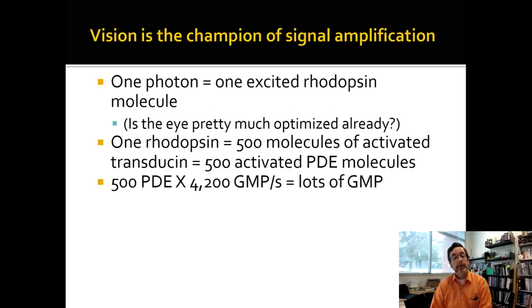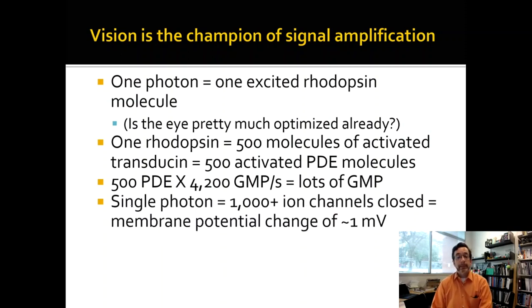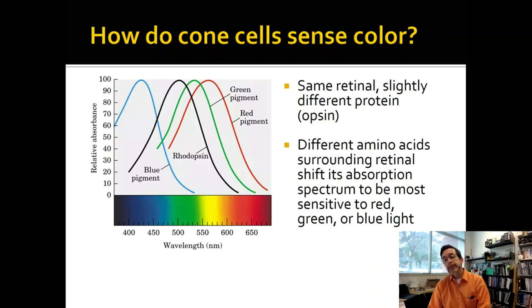Those can do 4,200 GMP a second. And that's a lot of cyclic GMP that can be chewed up, or a lot of GMP product that can be produced from cyclic GMP in order to create a signal. Basically, a single photon can result in thousands of ion channels closed, and that can cause a membrane potential change that can kickstart a nerve into actually sending a signal to the brain. So that's how photons are sensed in general. That's how rod cells work. They just sense whether there's photons or not.